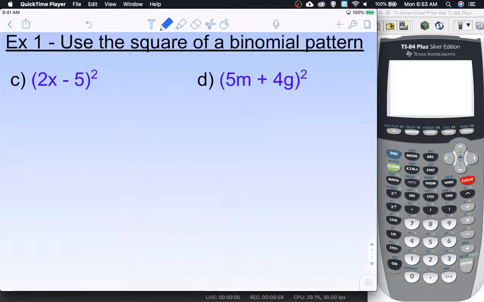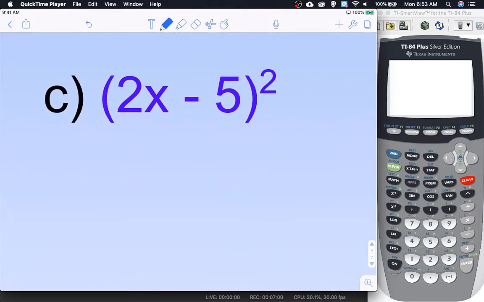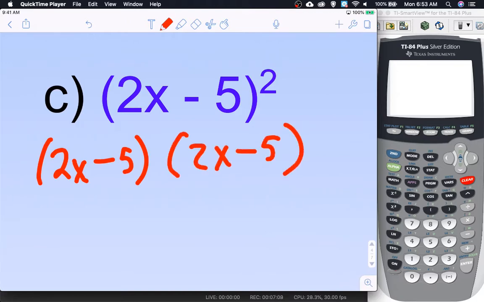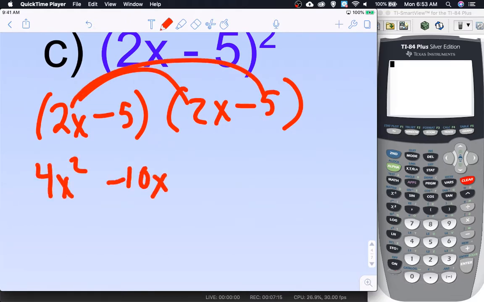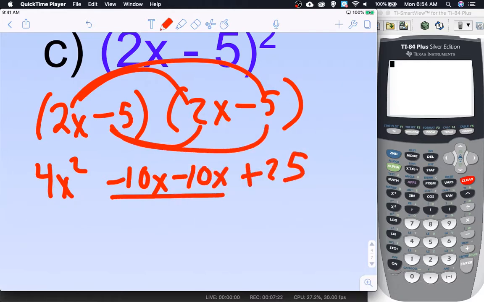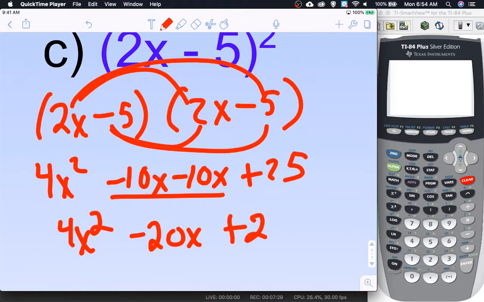All right, so let's change over to red for us. So this becomes 2x minus 5 times 2x minus 5. That gives us 4x squared minus 10x minus 10x plus 25. My middle terms combine into a negative 20x, and everything else comes along for the ride.